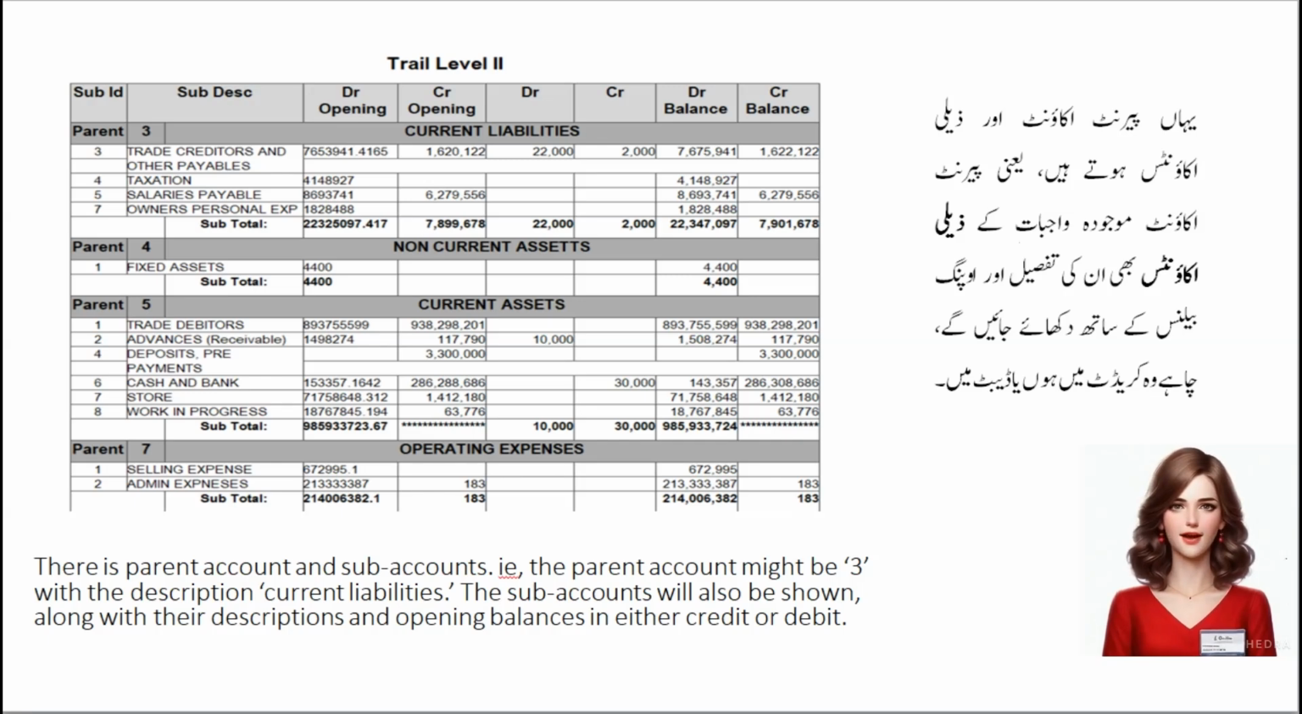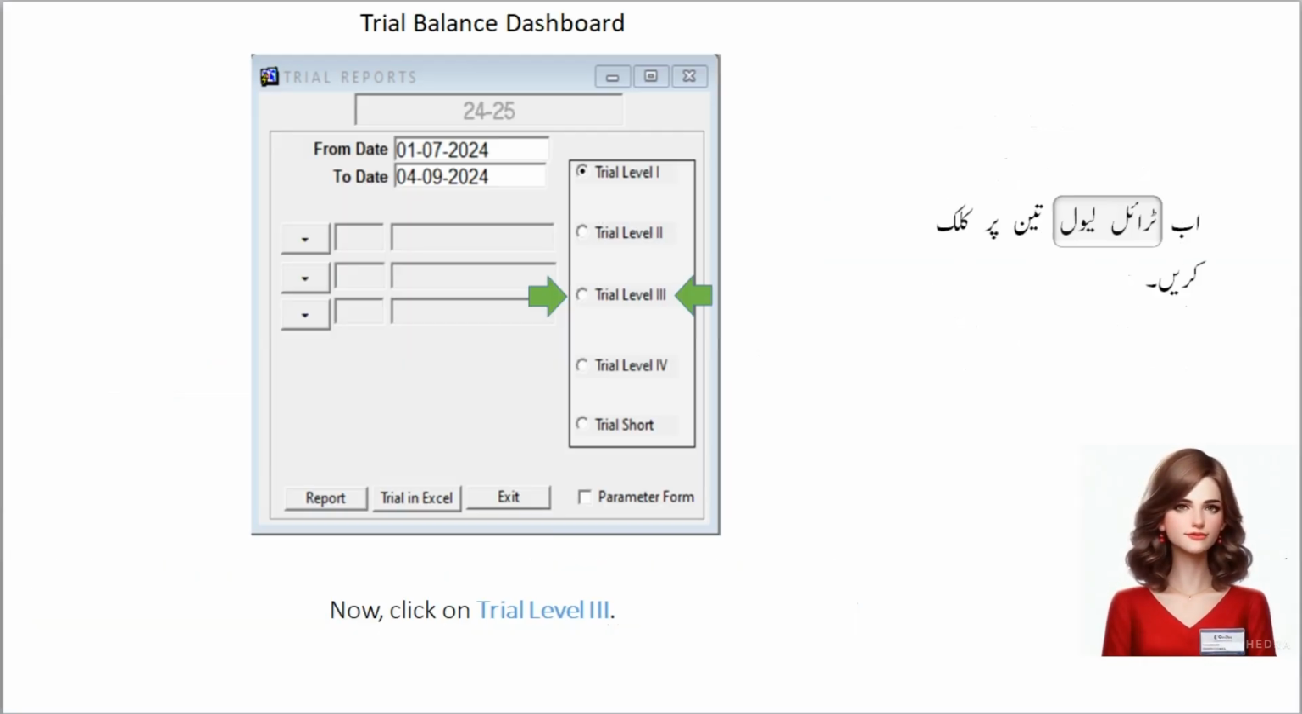There are parent accounts and sub-accounts, i.e. the parent account might be 3 with the description current liabilities. The sub-accounts will also be shown along with their descriptions and opening balances in either credit or debit. Now click on Trial Level 3.